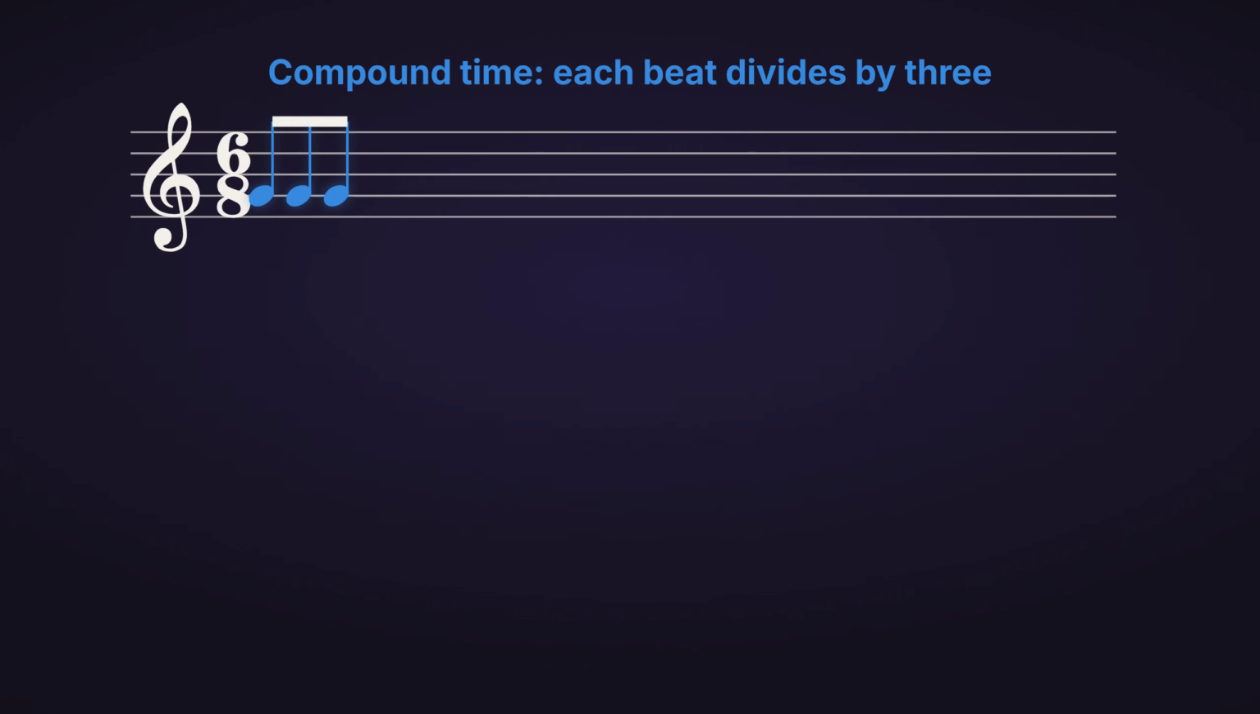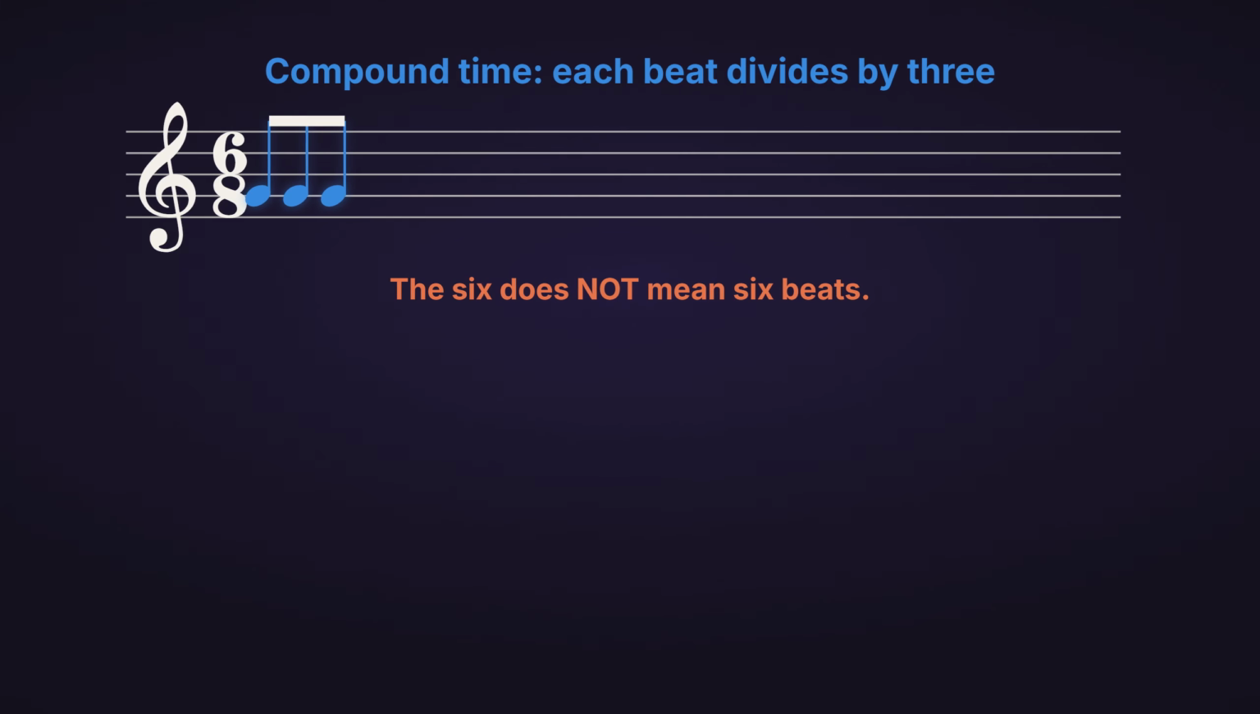Compound time works differently. In compound time, each beat divides into 3 equal parts instead of 2. That 3-way division is what the word compound names. 6/8 is the most common compound signature. But here is the thing that trips nearly everyone: the 6 in 6/8 does not mean 6 beats. You do not feel 6 pulses when you hear 6/8.